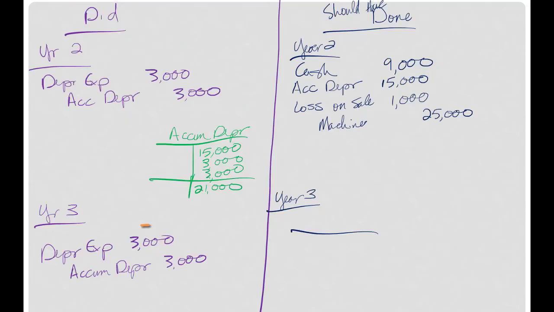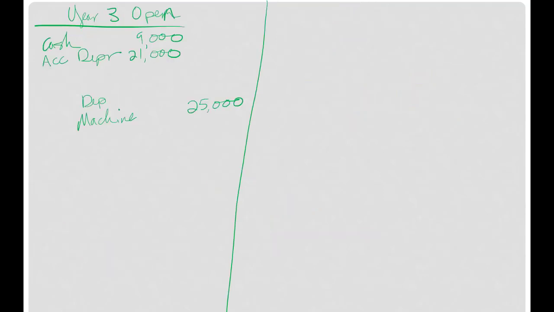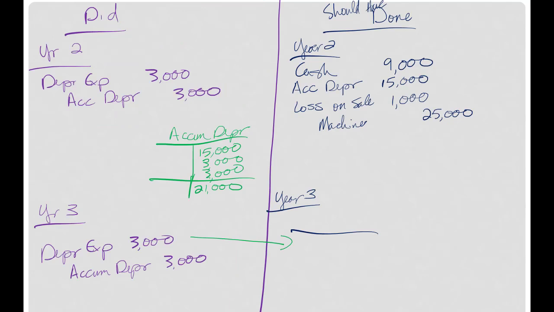In addition, right down here, I've got a depreciation expense in year 3 that should be 0. So I've got to get rid of that depreciation expense, $3,000. Now let's take a look. I've taken care of the cash. I've taken care of the accumulated depreciation, all of it. I've taken care of the machine, and I've taken care of this depreciation expense.